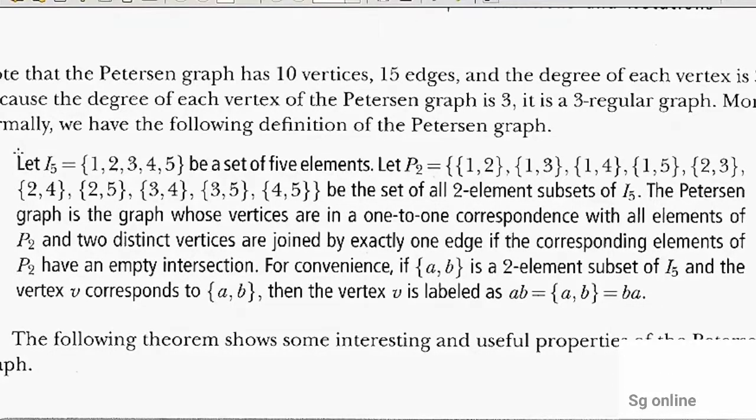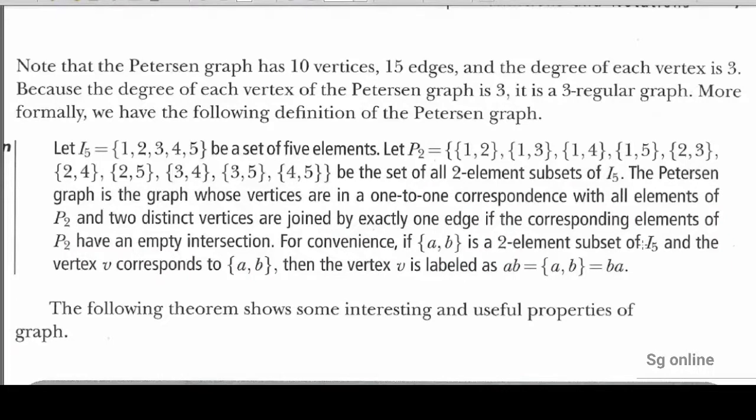Start from here. Suppose there are 5 numbers. I am taking 1, 2, 3, 4, 5. And I am taking 2-element subsets of these numbers, and naturally this will be 10, 5 choose 2. So you see that there are all the 2-element subsets of this set of 5 elements: 1,2, 1,3, 1,5 and so on up to 4,5.